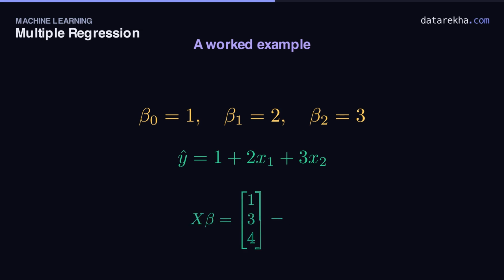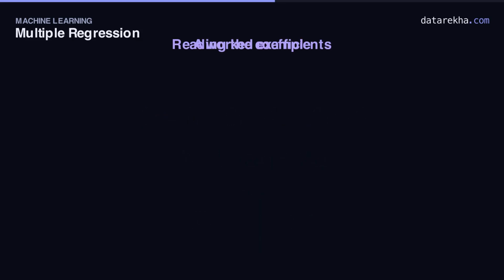Always verify. Compute X beta and you get back exactly 1, 3, 4. The very y we started with. The plane passes cleanly through all 3 points, so the residuals here are 0.